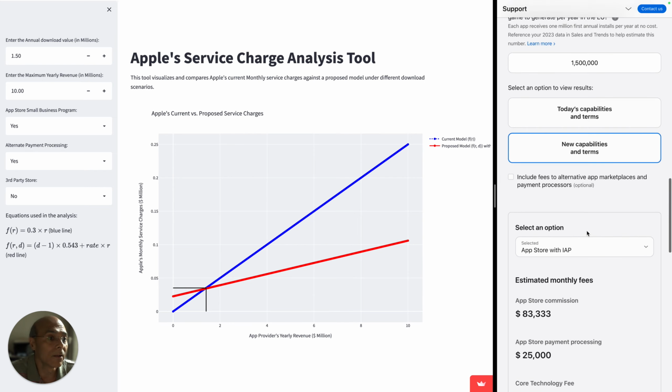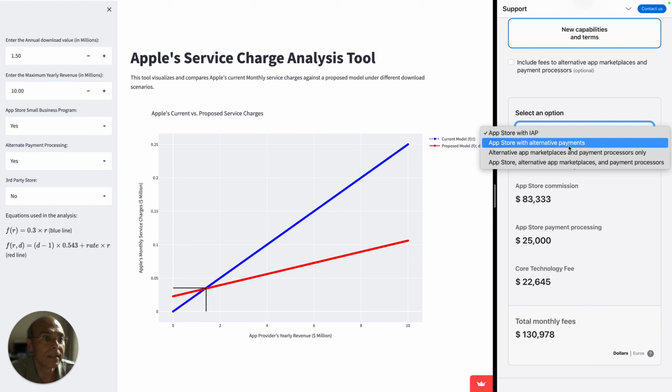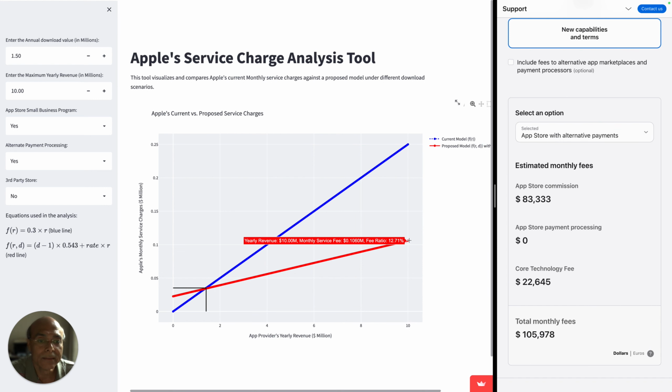Here also, if I do alternate payment, this number becomes 105.98. Let's see, it is the same. It comes out to 1060, because they have rounded 9 to make 5 to 0. So the ratio is 12.7.